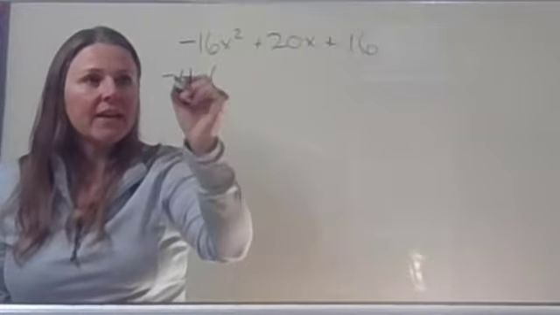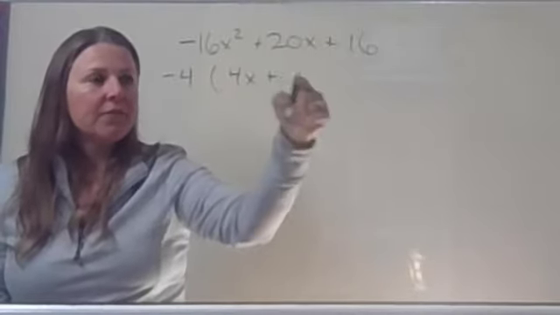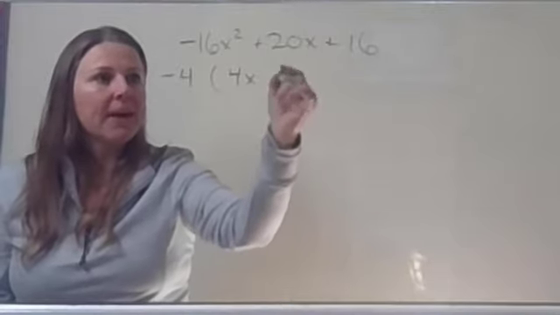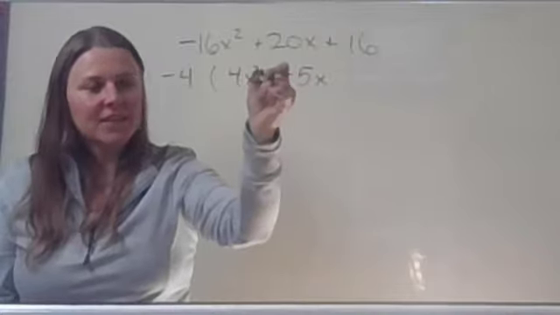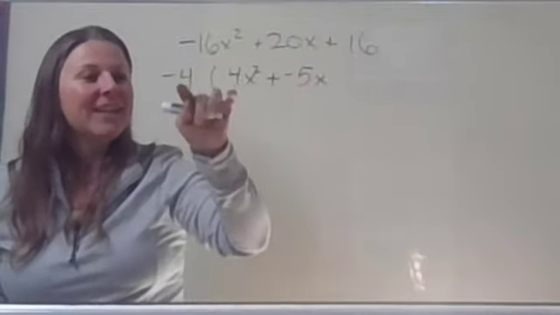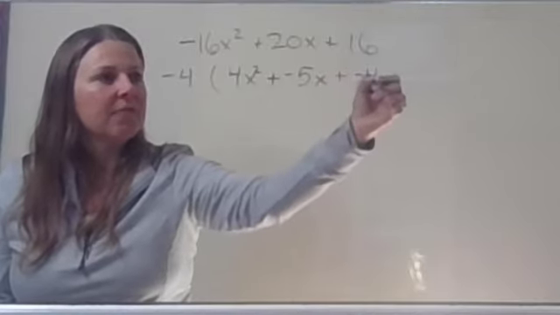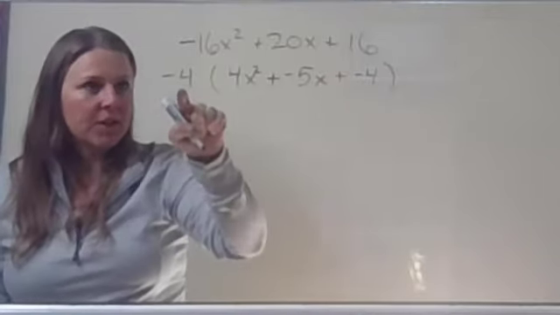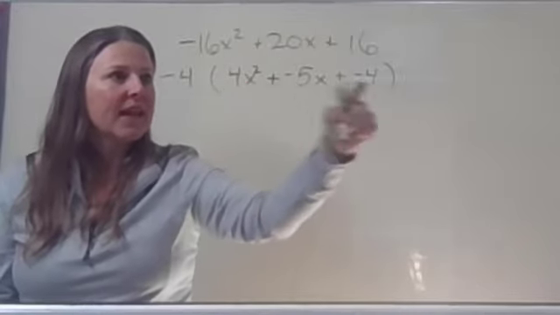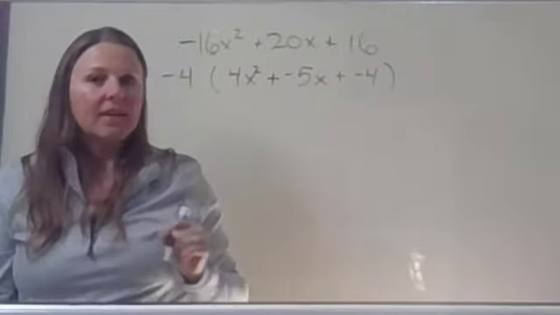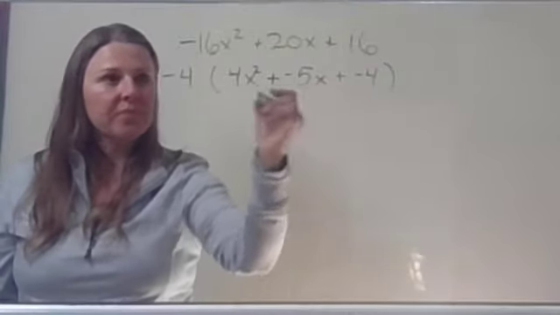So if I do that, -4 times what is 16x squared? That'd be 4x. -4 times what is 20? That'd be, I'm going to make it plus, a -5x. And that's an x squared. Okay, all is well. And -4 times what is 16? That would be a -4. So let's just make sure we've got negative 16x squared, positive 20x, and then positive 16. Okay, so we just need to factor this now.